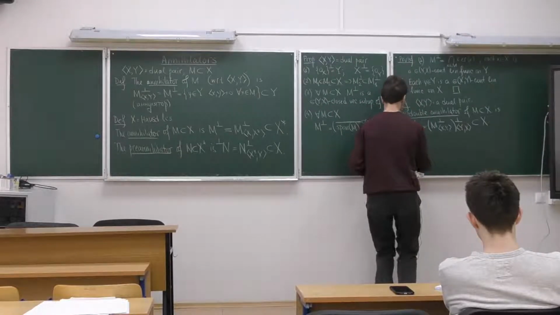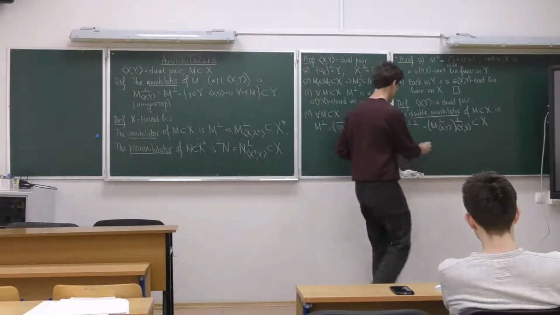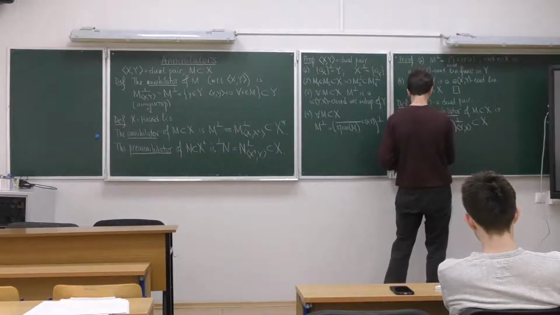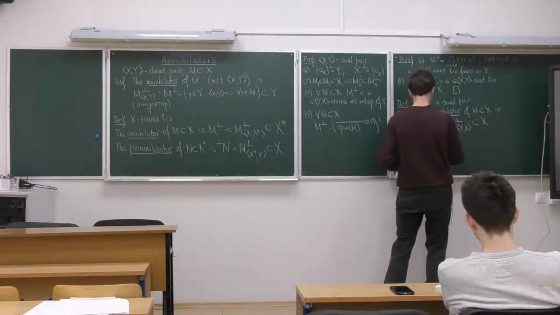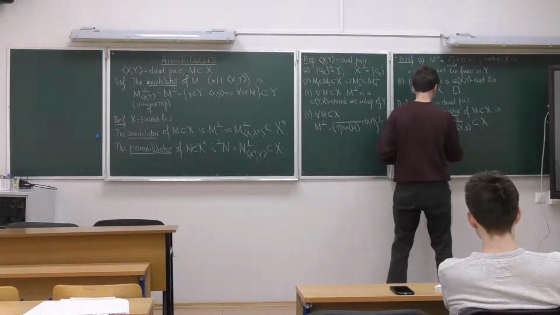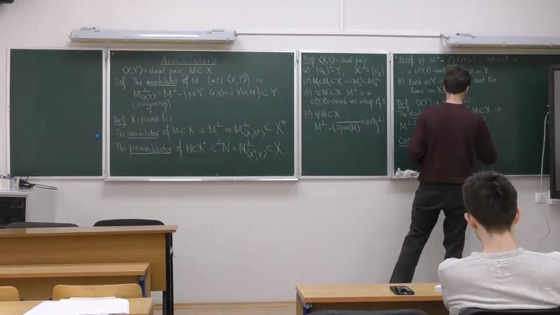So an obvious corollary of this proposition is that the following inclusion holds. The weak closure of the linear span of M is contained in the double annihilator.